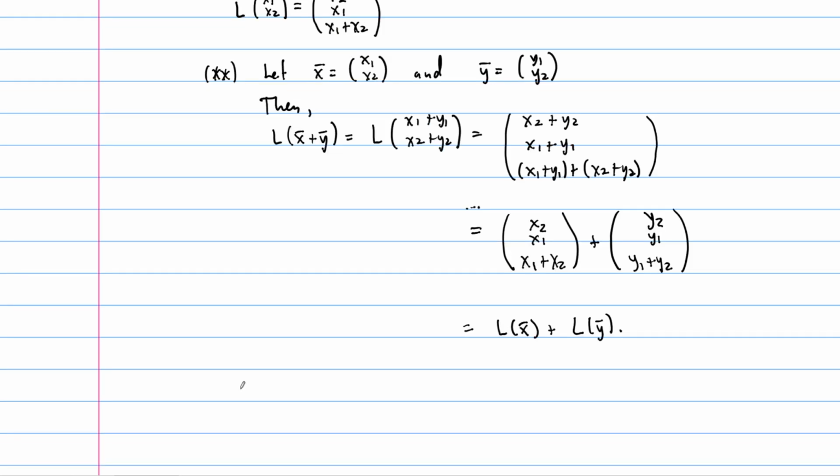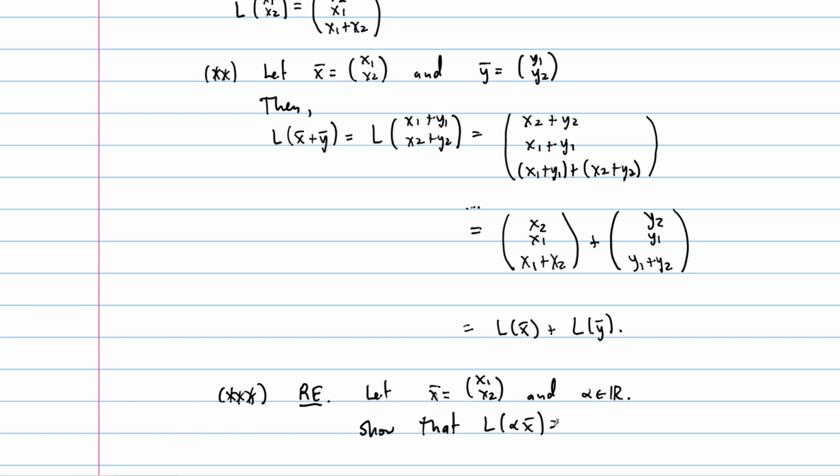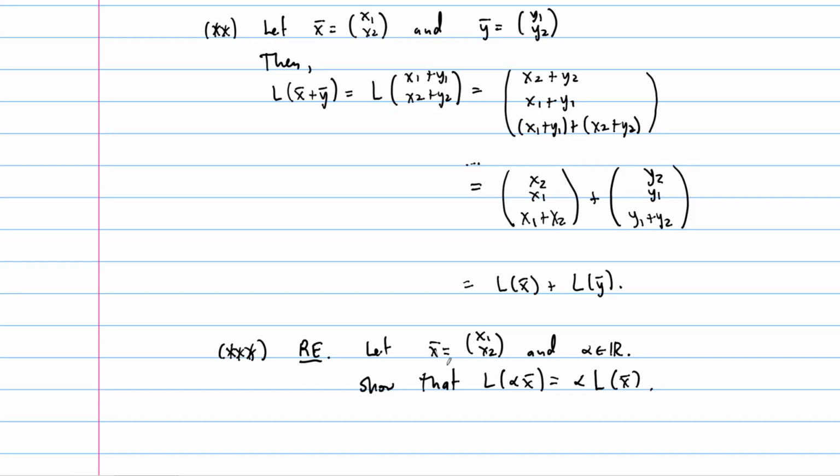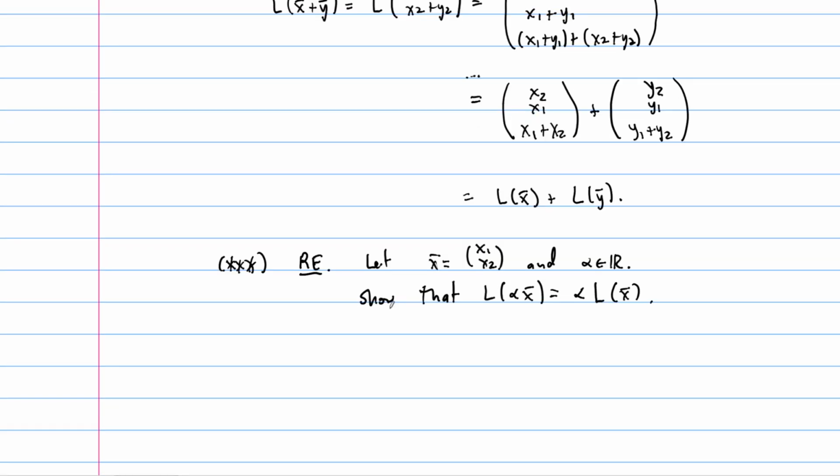All right, so it turns out that I'm going to leave this last one as a recommended exercise for you as well. I want you to let x be x1, x2, and alpha be a real number, right? Show that indeed this scalar multiplication is preserved by our transformation. So L of alpha x is equal to alpha L of x for this transformation, and therefore we can call it a linear transformation, right? It is therefore linear. Okay, so please work that out.